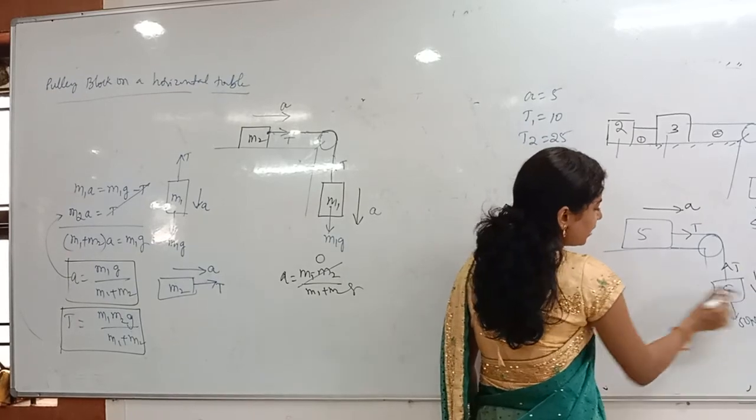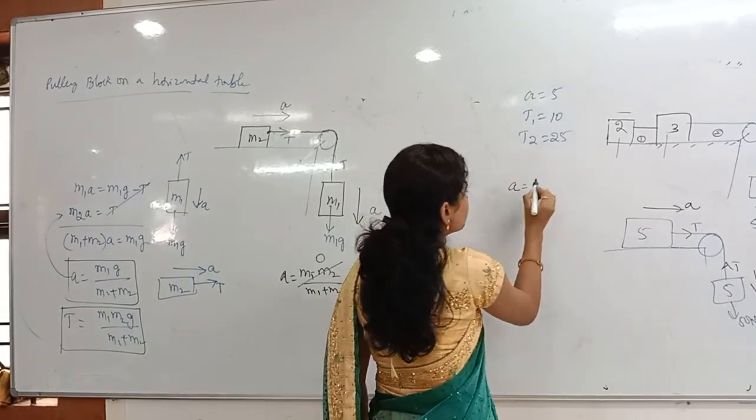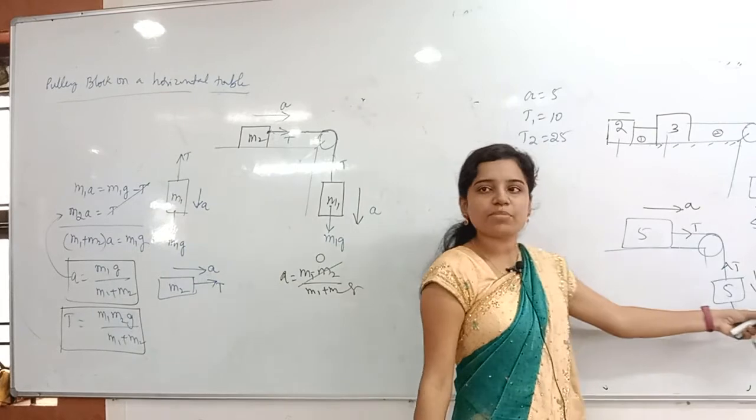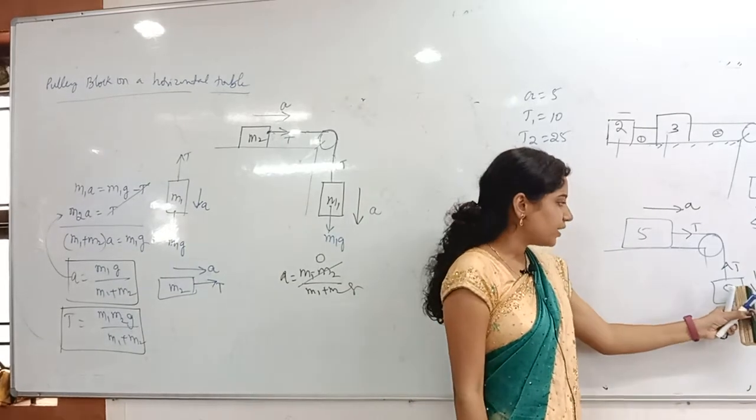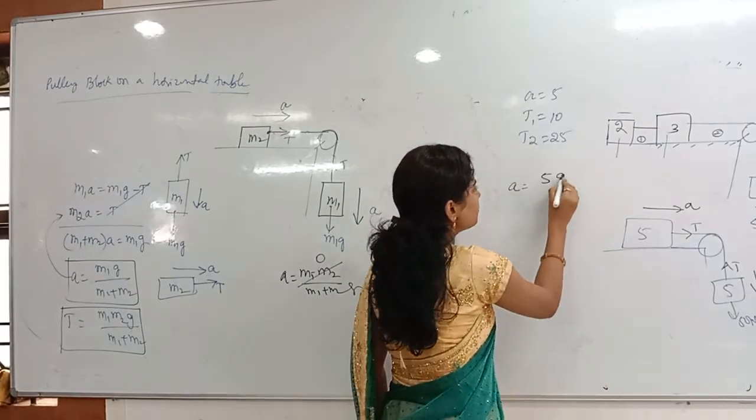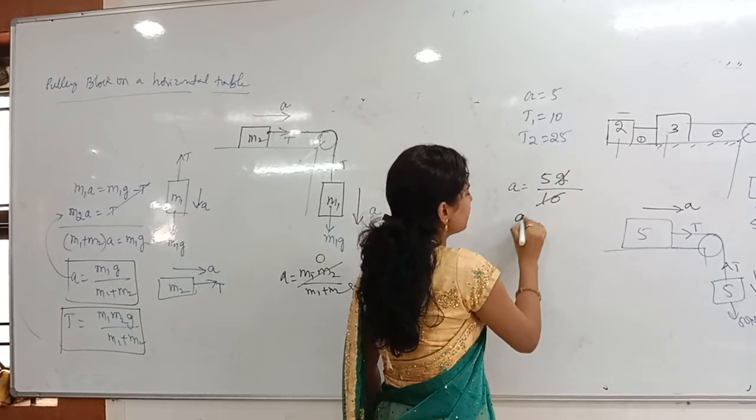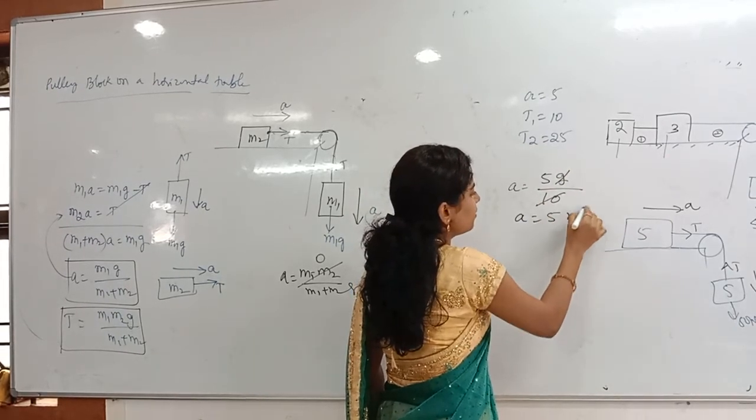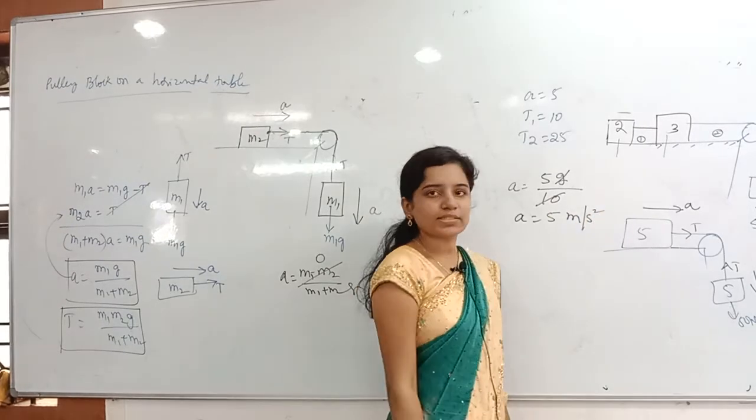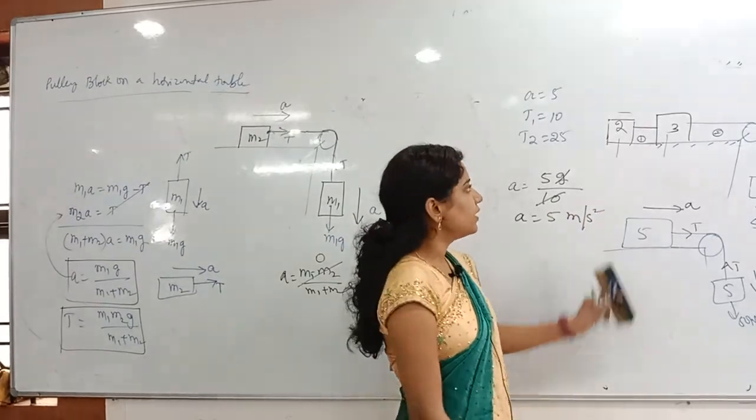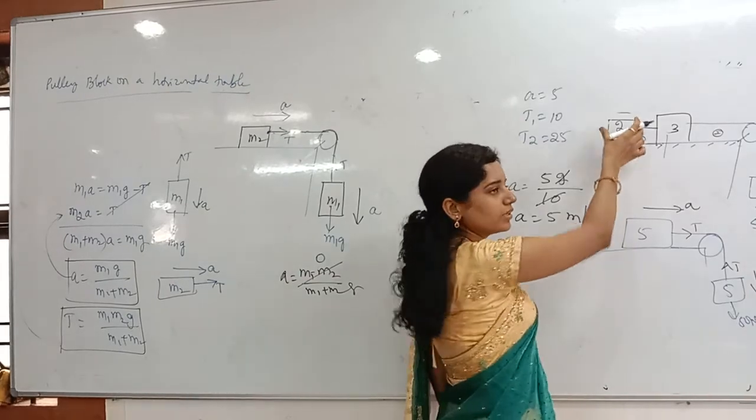Now what can I write here? The acceleration formula is A equals, whichever mass is hanging, only that mass you have to take. Which is hanging here? 5. So 5g by 5 plus 5 is how much? 10. 10g gets cancelled. Acceleration is equal to 5 meters per second squared. Acceleration is finished.